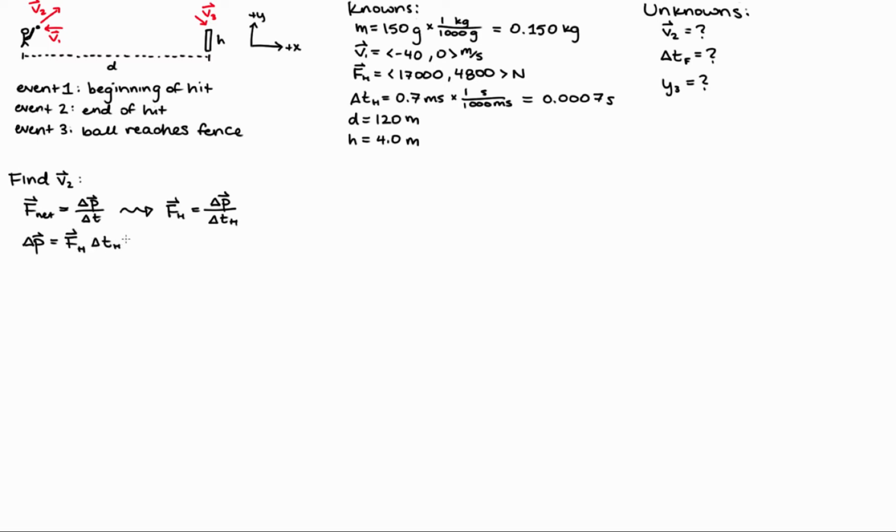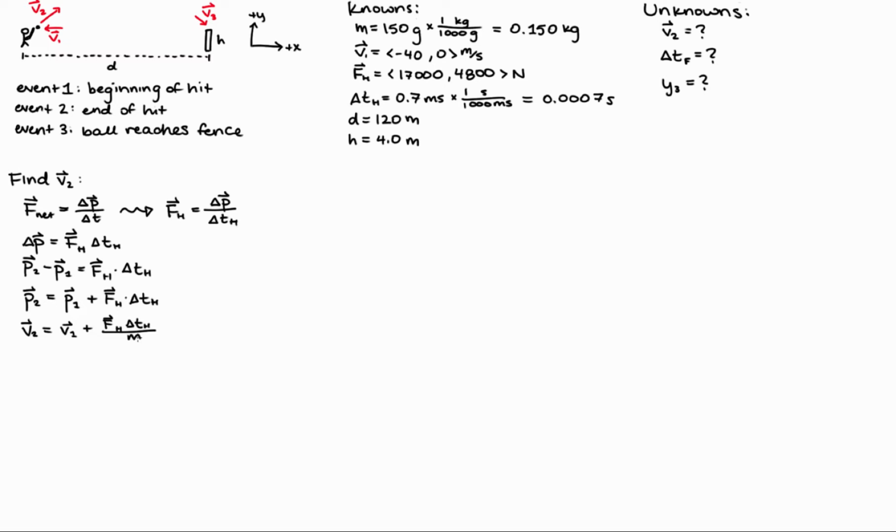We will start by multiplying both sides by delta TH, giving us delta P equals force of the hit times delta TH. We will then split delta P into the final momentum minus the initial momentum, P2 minus P1. We can then bring P1 over to the other side, giving us an expression for P2. Dividing both sides by the mass, m, then gives us an expression for the final velocity vector in terms of the initial velocity, V1, the force of the hit, the duration of the hit, and the mass of the baseball.